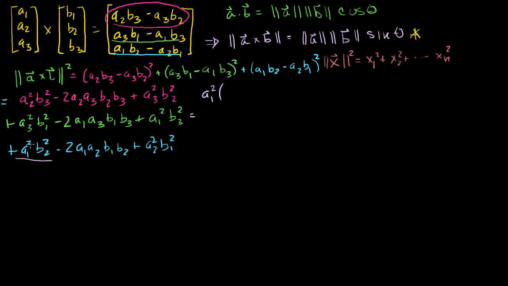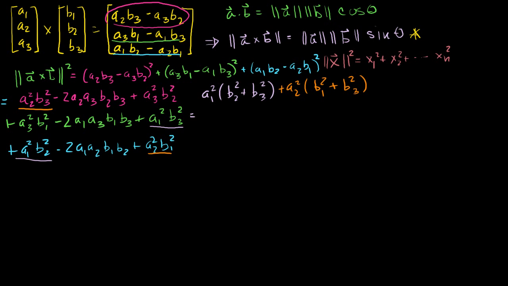I got that one right there, and I have that one right there. So a1 squared times b2 squared plus b3 squared plus b3 squared. Good enough. Now where are my a2 squared terms? Plus a2 squared times, I have that one and that one. So times b1 squared, that's that, plus b3 squared, plus b3 squared.